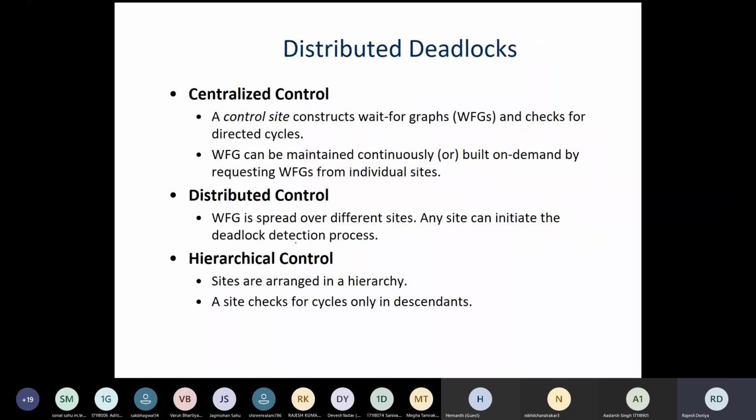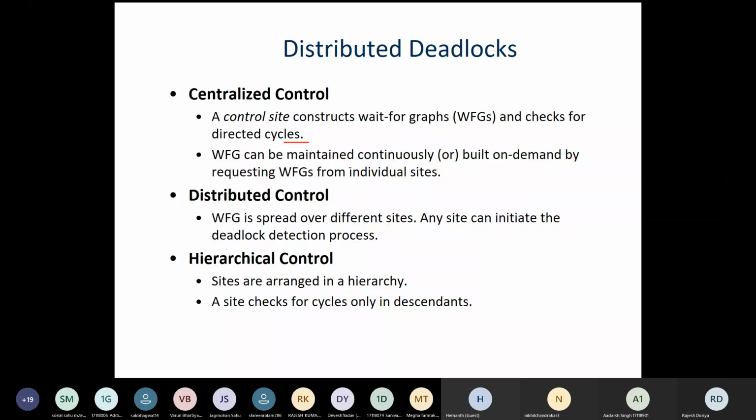Then there can be three types of deadlock detection algorithms in distributed system. The first one is centralized control, where a control site is responsible to construct the WFG graphs and it checks for the directed cycles. If the cycles are there, that means there is a deadlock. And it maintains WFG graphs continuously, which is built on demand by requesting WFG graphs from the individual sites.